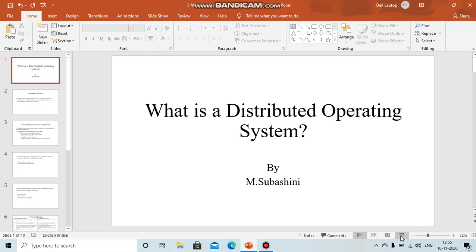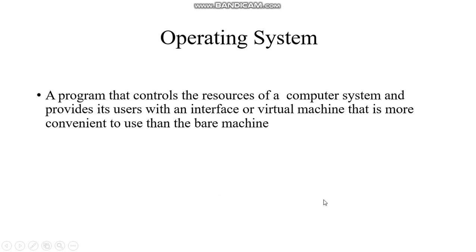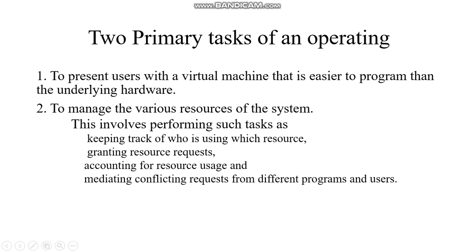Today we'll be discussing what a distributed operating system is. Normally, the operating system is a program that controls the resources of a computer system, and it also provides the user with an interface. That is the operating system that we already know. The two primary tasks of an operating system are to present users with a virtual machine that is easier to program, and to manage the resources.